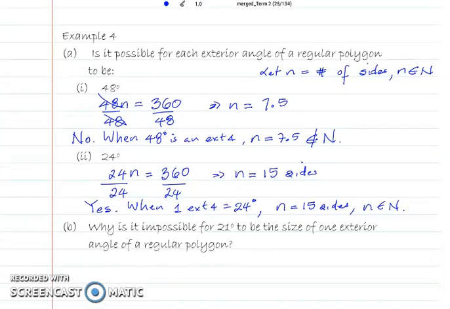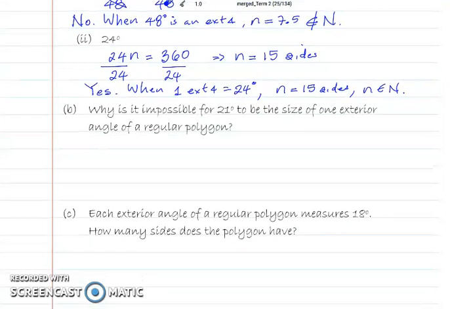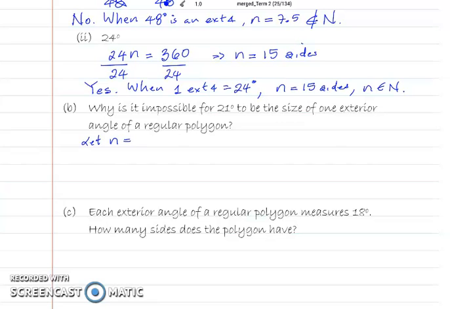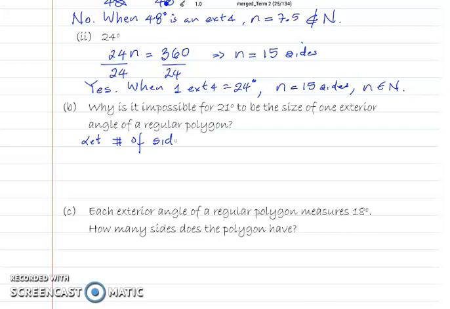All right, let's have a look at B. Why is it impossible for 21 to be the size of one exterior angle for a regular polygon? For a similar reason, we could say let the number of sides be n, which is an element of the set of natural numbers.